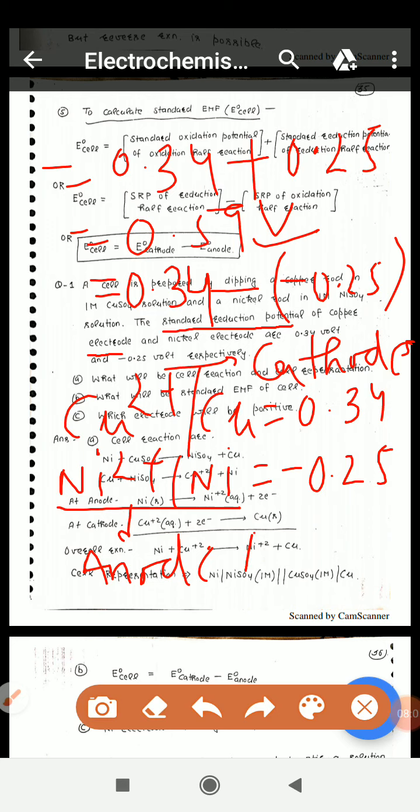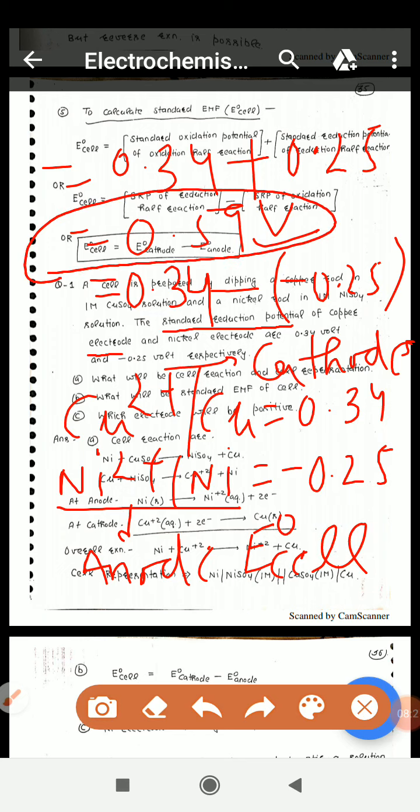So if E naught cell is positive, then the reaction is spontaneous, and if E naught cell is negative, then the reaction is non-spontaneous. So in this case E naught cell is positive, which means that the reaction is spontaneous. Again we remember that the more reactive metal displaces the less reactive metal, so nickel displaces copper from the copper sulfate solution, so this reaction takes place. So by the value of EMF we explain the spontaneity of the reaction.